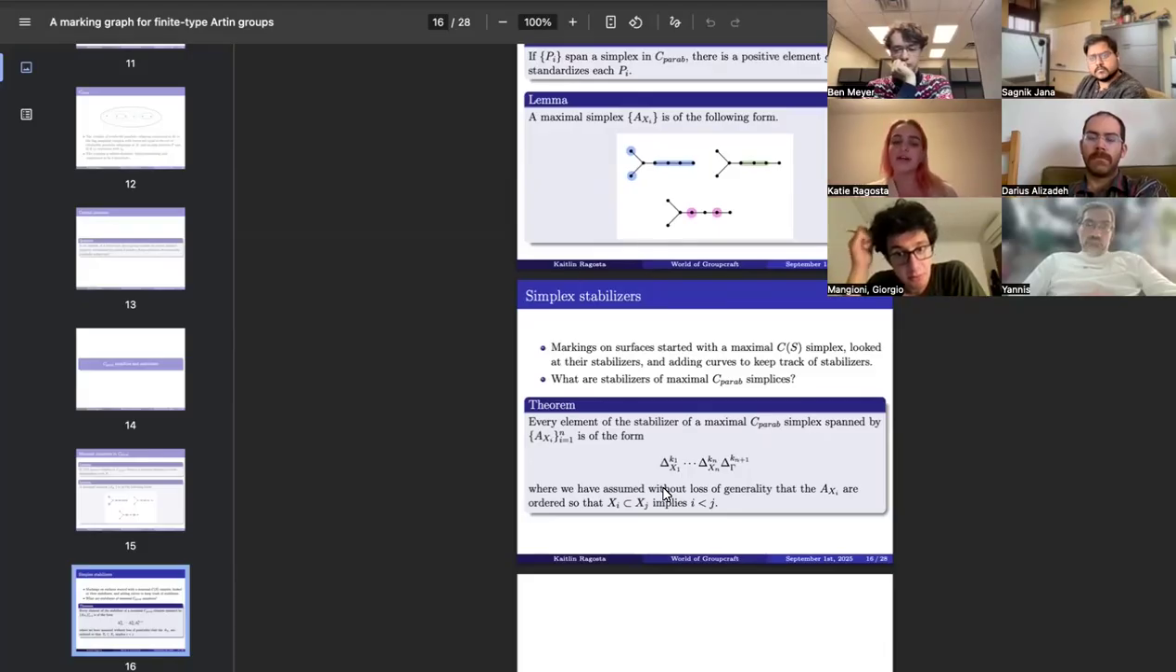Really, the takeaway here is that this thing almost looks like a product of the generators of the centers of the parabolic subgroups in the simplex. So not quite, but almost. I think almost is good enough for intuition for today.